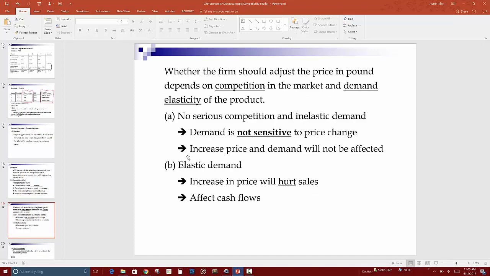Now whether the company should adjust the price or not depends on how severe competition is in the market, and also on the demand elasticity. If there's no serious competition, if demand is inelastic, so from your economics, when the demand is inelastic, that means when you change the price, demand won't be affected as much. So in that case, you can adjust the price and demand will not be affected. However, if the demand is elastic, when you change the price, that has to hurt the sales, so that can affect the cash flow. So again, it depends on what kind of product you're selling and how competitive your product is in the market.